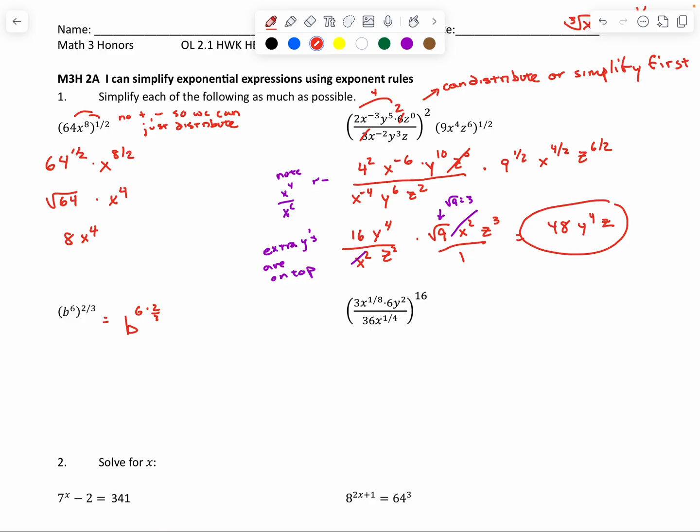let's see, how do you multiply a whole number times a fraction? You put it on top, or cancel. 6 divided by 3 is 2, times 2 is 4, or 12/3 is 4. Either way you slice it, you get b to the 4th.